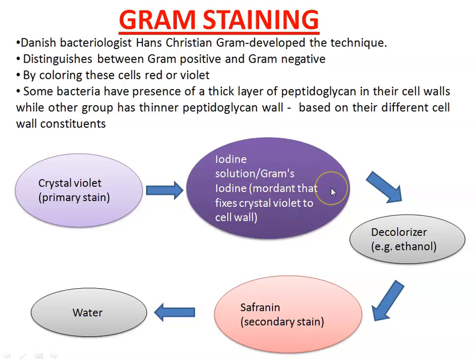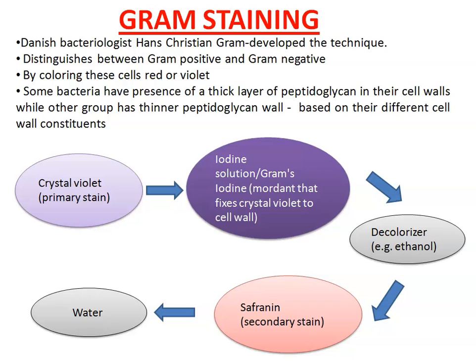So those cell walls which have a thick layer of peptidoglycan are going to retain this violet color, while those cell walls which do not have a thick peptidoglycan layer are going to lose it. And how are they going to lose it? They are going to lose it to the decolorizer. So once you stain a particular cell with the iodine solution and crystal violet, you use the decolorizer. The thinner peptidoglycan wall is going to lose the crystal violet color, while the thick layer will retain the color of the crystal violet.